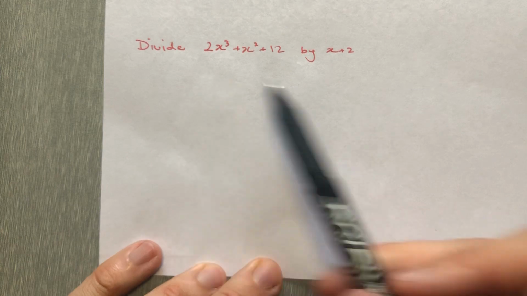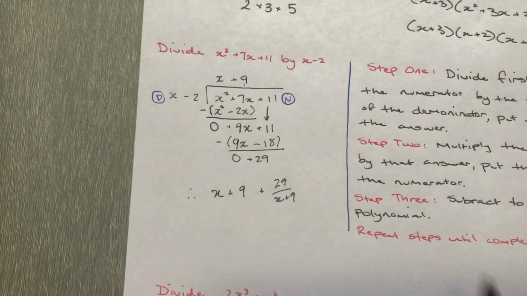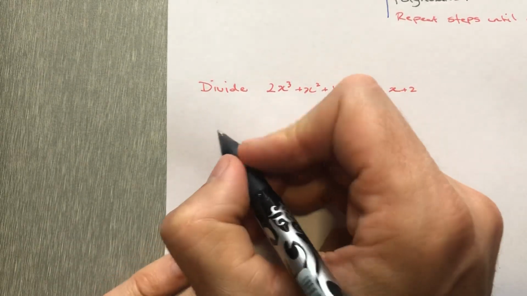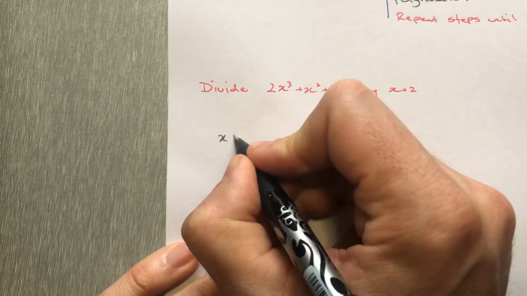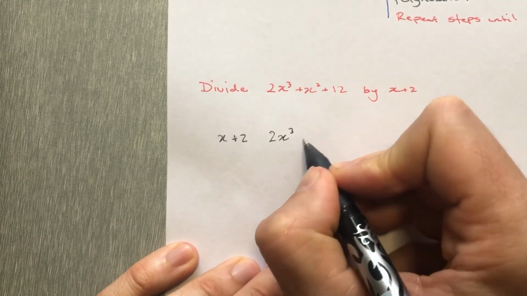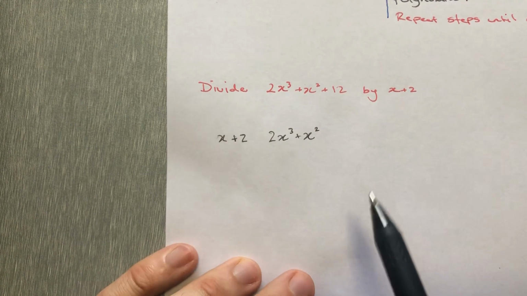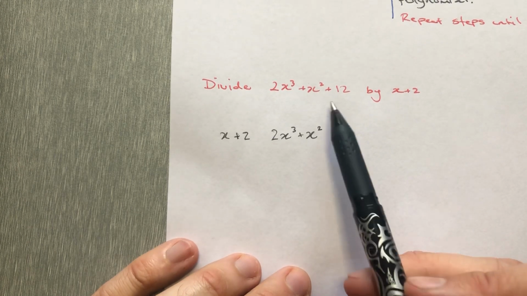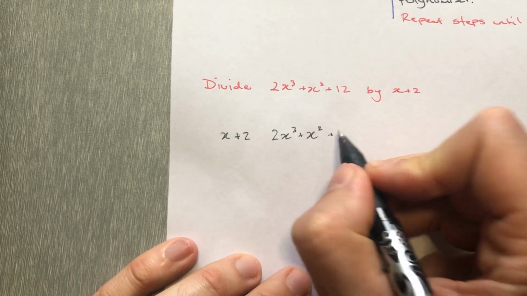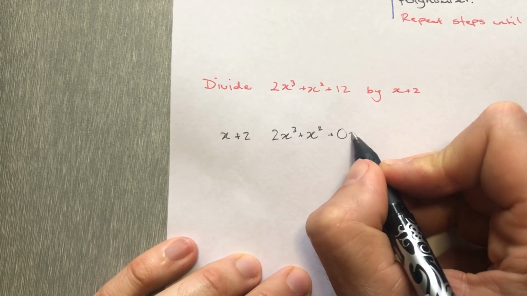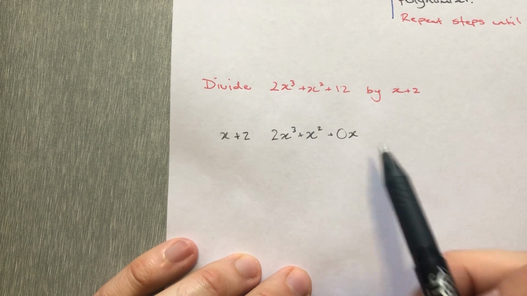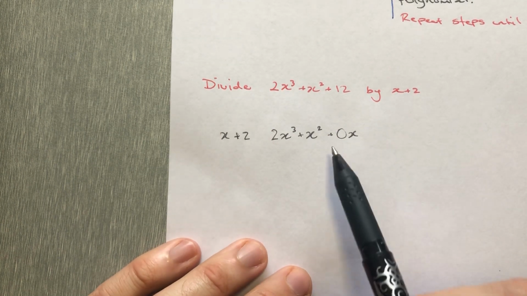So let's set this one up the same way as we set this one up. Okay, so we've got our x to the power of 3, we've got our x squared. There isn't any x to the power of 1 there, but I need to have that x to the power of 1. So I'm going to make it 0 x to the power of 1. If you don't put that 0x in, it's going to stuff up. You're not going to get the right answer. So make sure you're doing that.